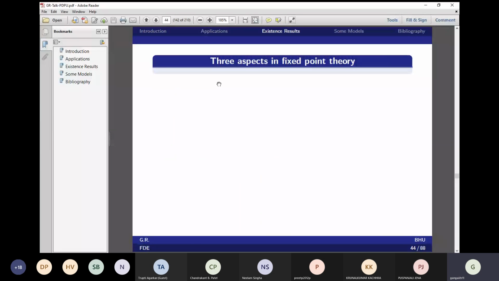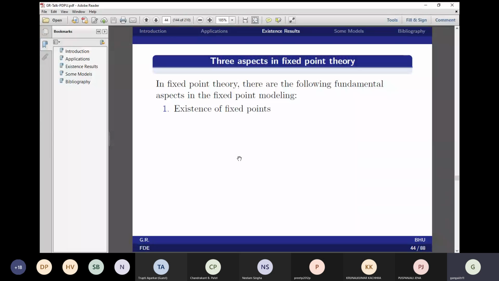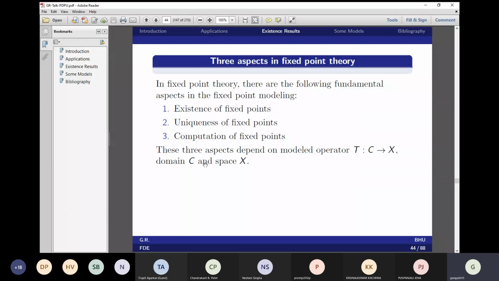Basically, fixed point theory has three fundamental aspects in fixed point modeling: first, existence of the fixed point; second, uniqueness of the fixed point; and third, computation of the fixed point. These three aspects depend on the model operator T from C to X, where C is the domain and X is the range, the Banach space X.